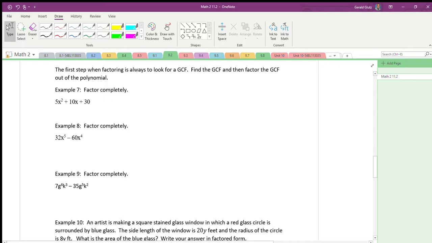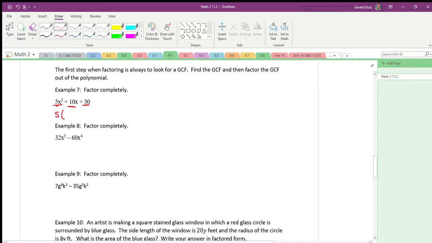So the first step when factoring is always to look for the GCF, or the greatest common factor. Find the GCF and then factor the GCF out of the polynomial. So if I look at all three of these terms, what number would go into all of those things? Hopefully this one's not too difficult to see. That 5 would go into all of them.